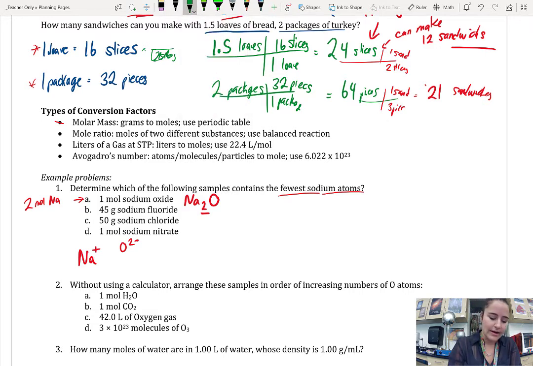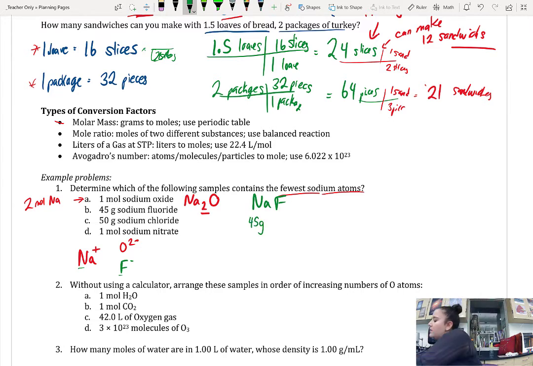Okay, we got sodium fluoride. Fluoride is F-. Okay, so Na and F, the formula of that one is just going to be NaF. But this time it's giving me my grams. So in order for me to compare, I need them all to be in the same units. And because moles is what we use to count atoms normally, I'm going to go ahead and just convert the grams to moles.